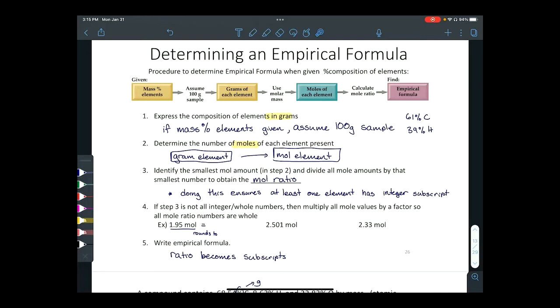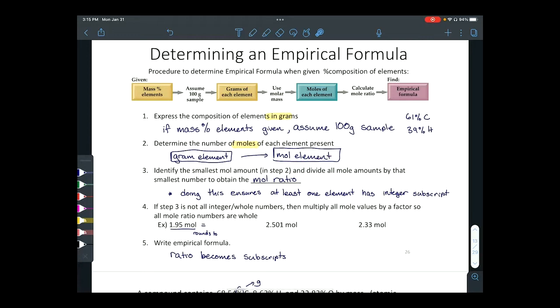So you could just assume you have a 100-gram sample, and all those percentages become grams. Once you have all your elements in grams, you convert all of those gram amounts of each element to a mole amount. All right, so to go from grams to moles of an element, what do we use? Molar mass, all right? That's what we just learned in the last section.